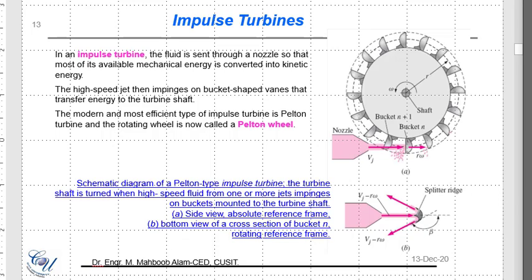Okay, so the impulse turbines, as we said, these are the larger turbines which require higher heads. The volumetric flow rates can be smaller, but the heads should be higher. In an impulse turbine, the fluid is sent through a nozzle so that most of its available mechanical energy is converted into kinetic energy. This high-speed jet then impinges or goes into the bucket-shaped vanes. So these are different vanes of these turbines, and they are shaped like buckets. They go into these bucket-shaped vanes and transfer energy to the turbine shaft, and the turbine shaft is installed here.